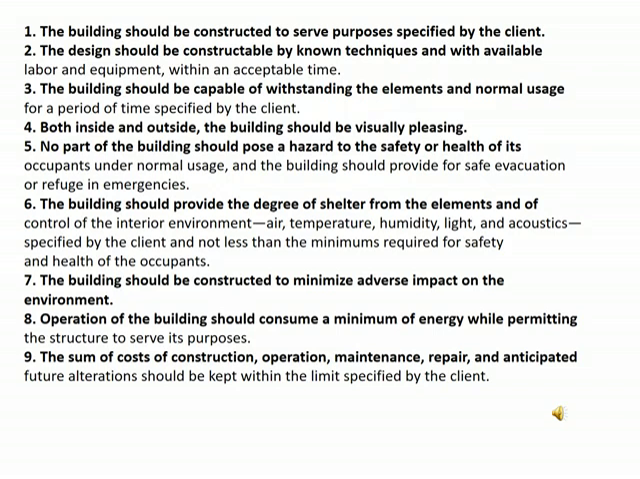The building should provide a degree of shelter from the elements and control of the interior environment, so air, temperature, humidity, light, and acoustics as specified by the client, and not less than the minimum required for the safety and health of the occupants. So the building should provide protection and control for air, temperature, humidity, light, and acoustics, and everything required for the safety and health of the occupants. The building should be constructed to minimize the adverse impact on the environment. So when we construct the building, it should minimize the impact on the environment.